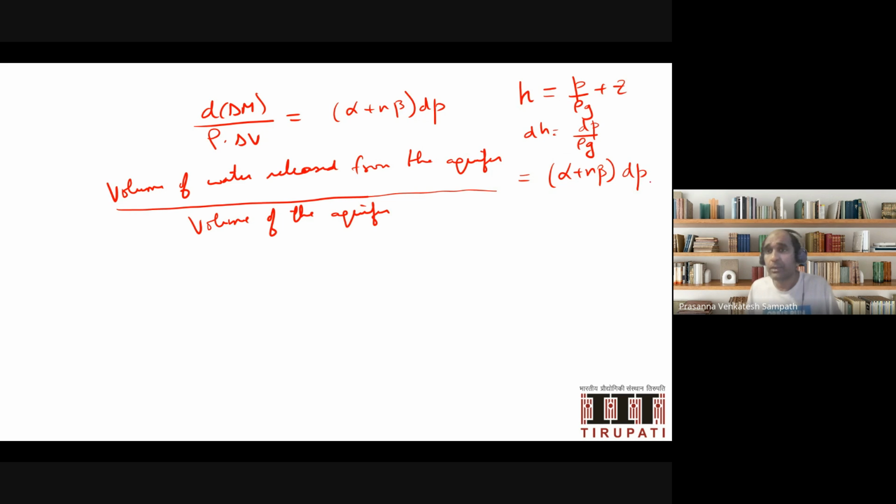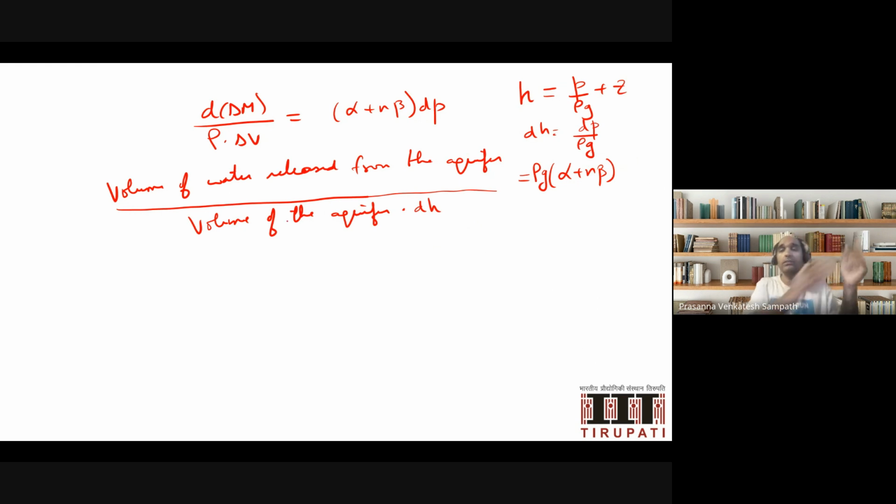So if I replace this dP over here with rho g times dH, let me just do that. All I'm doing is removing this dP and replacing it with dH. There's also a rho g. Keep that in mind. So now look at this equation. I have volume of water released from the aquifer divided by the volume of the aquifer, and then there's a dH on the right hand side. If I bring that down to the denominator, I will get times dH. Then I'll get rid of the dH over here, right?